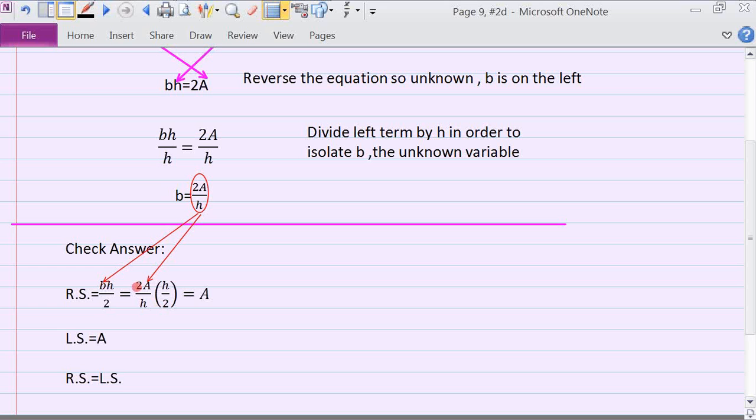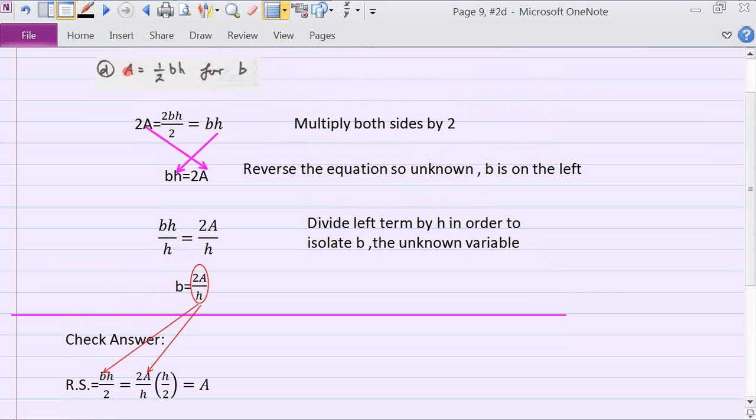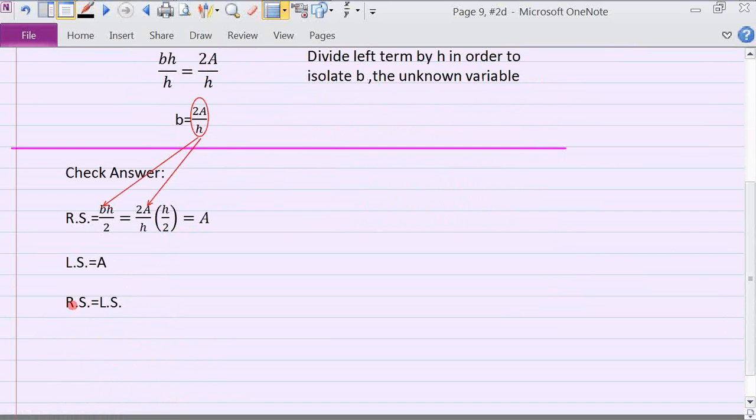Notice the 2's cancel, the H's cancel, and the right side of the equation equals A. If I go back up and look at the equation, the left side of the equation equals A, and so the right side equals the left side.